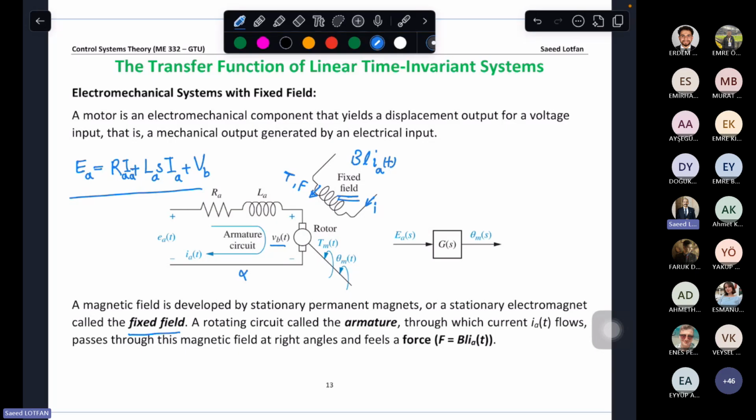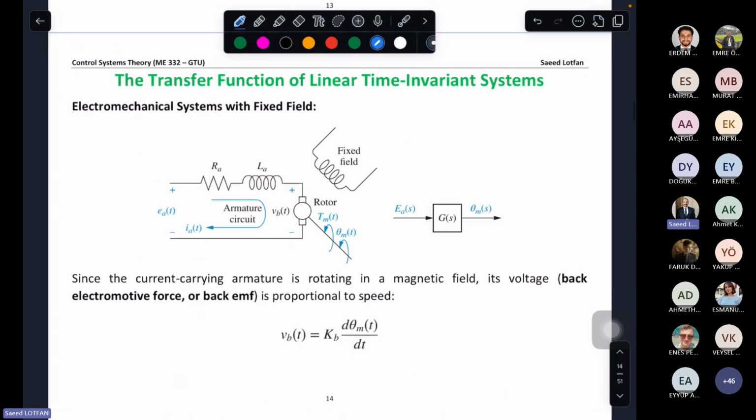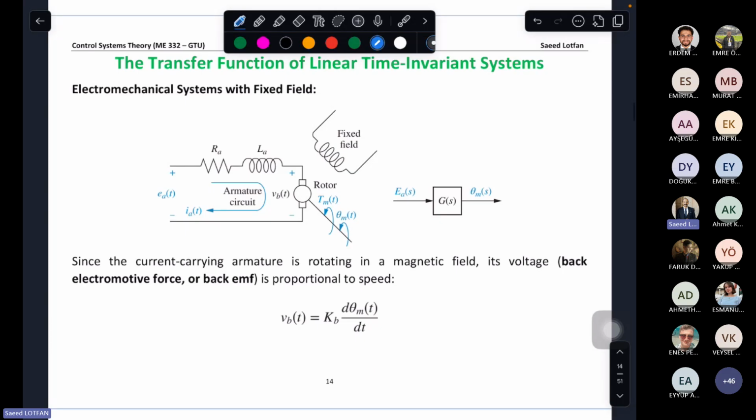Next, let's see what we can say about this system. Let me write this equation here. EA is equal to RA IA plus LA S IA plus VB. Now, we have to have some assumption about the back EMF.